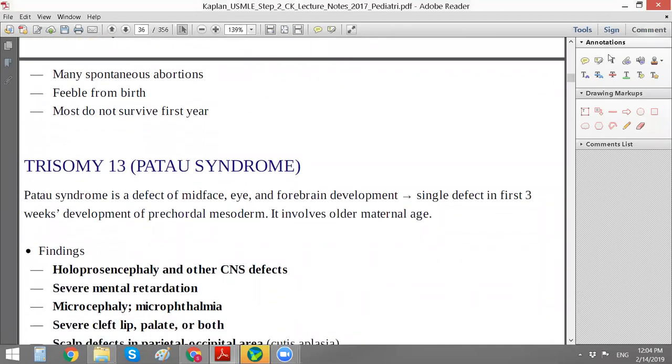Then we have trisomy 13, Patau syndrome. Patau is a defect of the midface. So this is the defect of the midface, a midface development problem. So we will see holoprosencephaly, other CNS defects, eye and forebrain development problems with that. And a single defect in 3 weeks, development of the prechordal mesoderm, and it involves older maternal age.